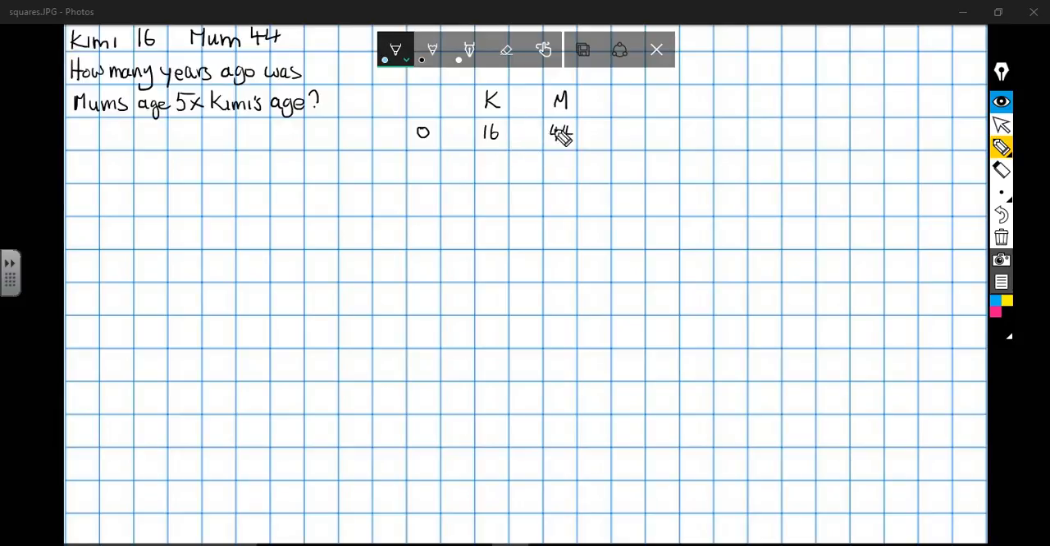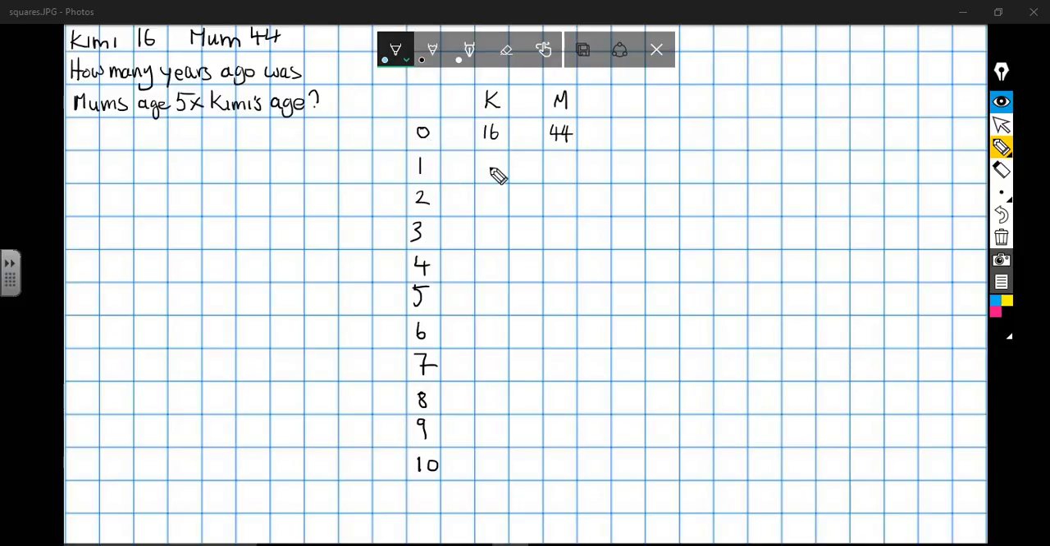So I could ask myself, is 44 5 times 16? No, it isn't, and we're going to have to go back further. So this would be going back 1 year, 2, 3, 4, 5, 6, 7, 8, 9, 10. I'm going to leave it there. I could have just left it there and then calculate and see if I need to go further. It will become clearer.